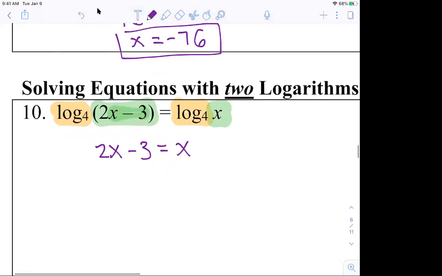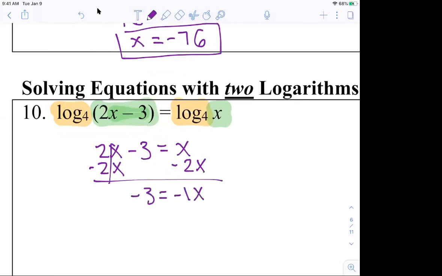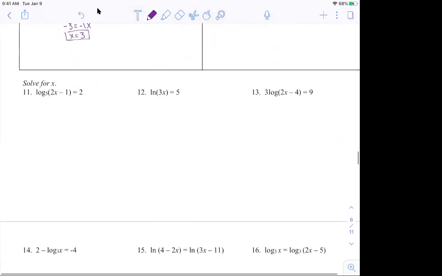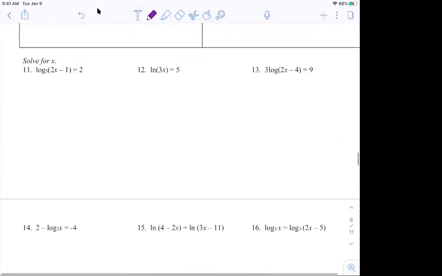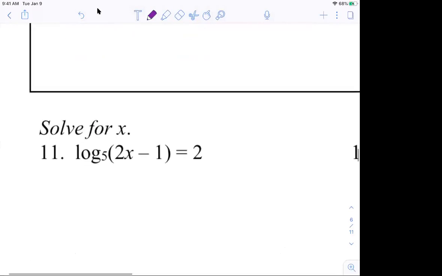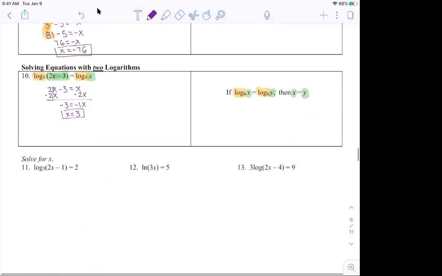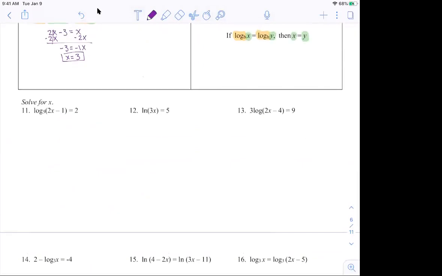So I'm going to solve this. I'm going to subtract 2x from both sides here. That gives me negative 3 is equal to negative 1x. Divide both sides by negative 1, and x is 3. Okay, so we solved all these different types. So if you see a log, sometimes you're going to have to turn it into exponential. And sometimes you do not, if there are two logs and they are the same base.